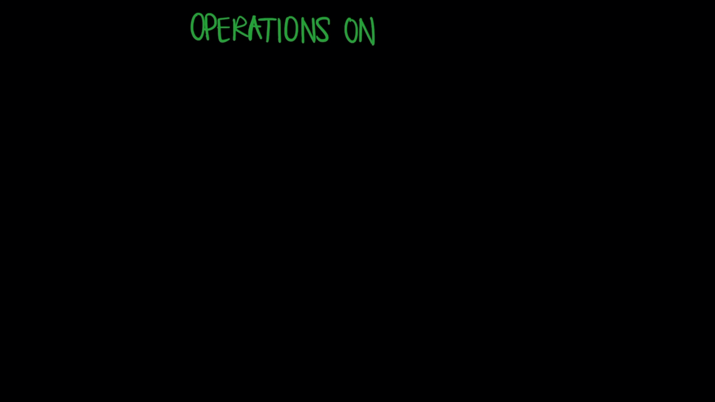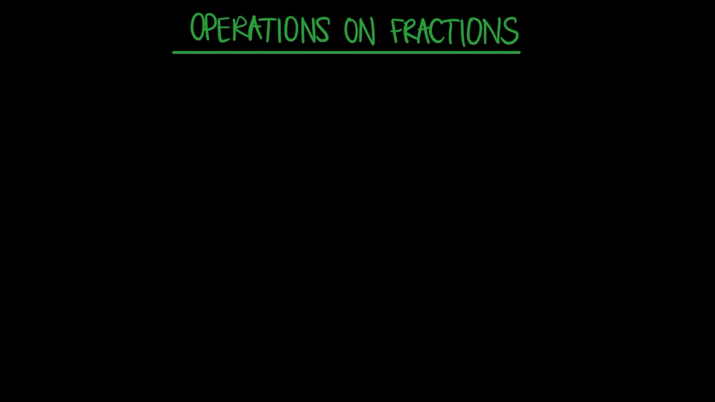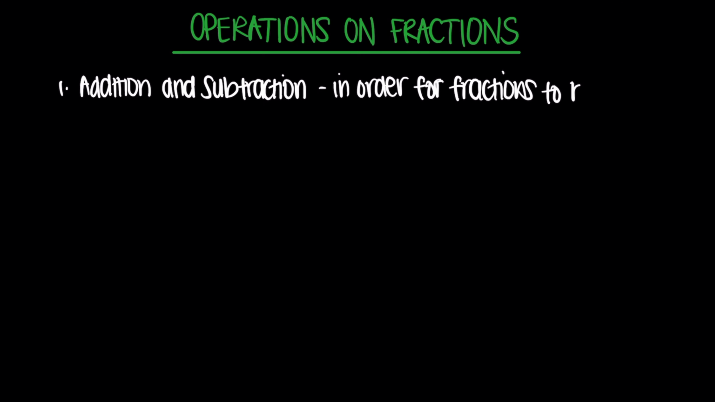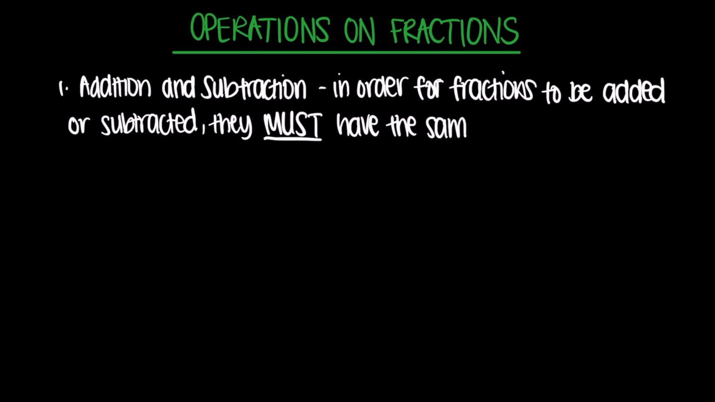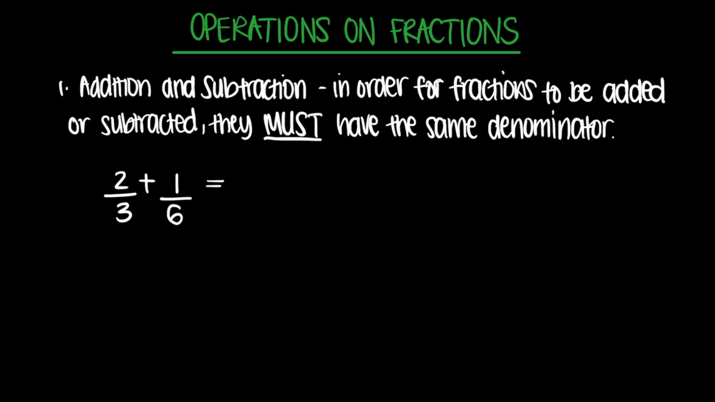Next, we look at operations on fractions. The first operations we look at are addition and subtraction. And in order for fractions to be added or subtracted, they must have the same denominator. For example, let's say we have 2 over 3 plus 1 over 6. We can't just add numerators and denominators. That doesn't work. So let's just put a big fat X through that.